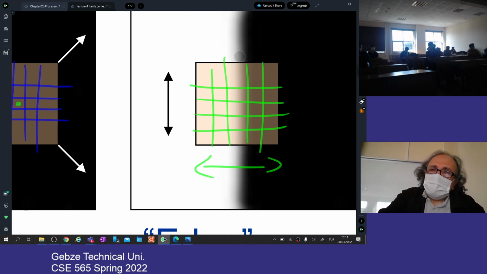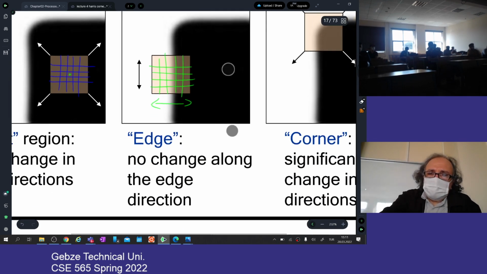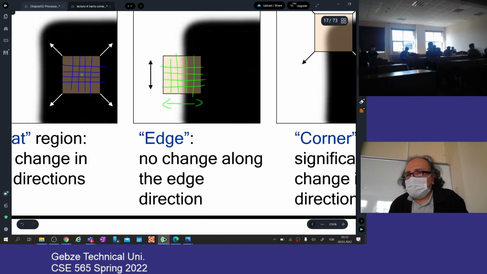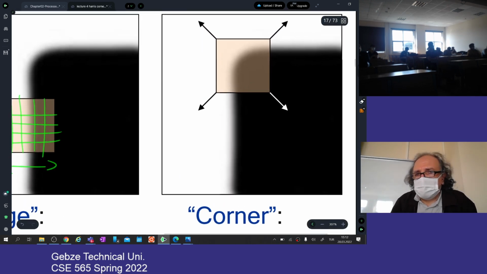So these kinds of places are called edges. In edges, we say that there is no change along the edge direction, and the window changes its content in the other directions. So these are the edge points. Well, it is better than flat points, but it is not that distinctive either. Interesting points are these kinds of places for me.